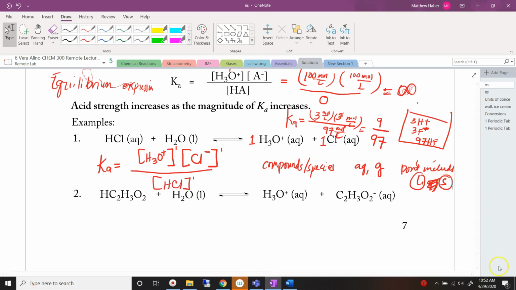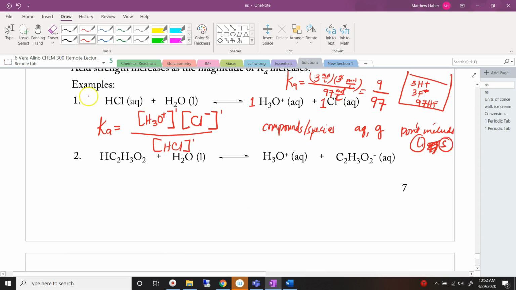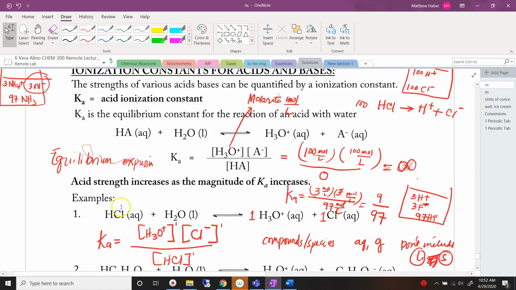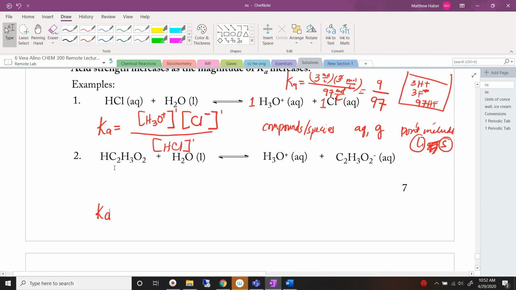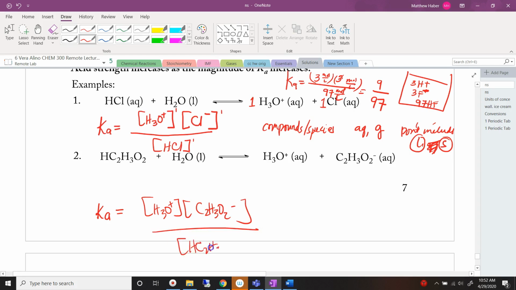Okay, so let's try to check our knowledge. Let's try to calculate the equilibrium acid ionization expression. So write the equilibrium expression, or what we call the acid ionization expression, the Ka value of this acid. Products multiplied by the other product divided by the reactant, HC2H3O2. Okay, there you go.